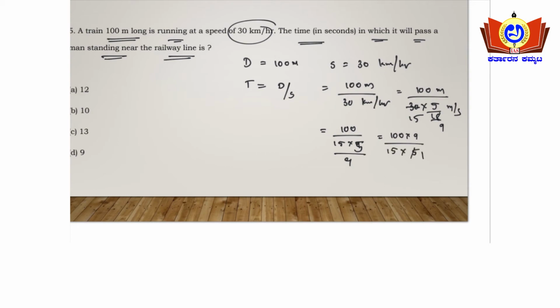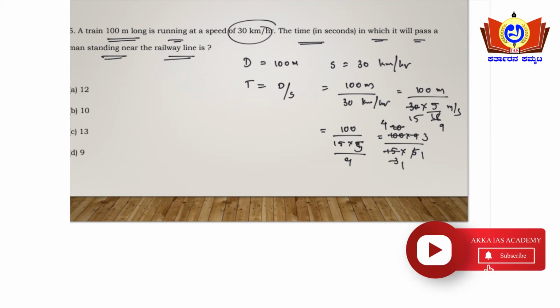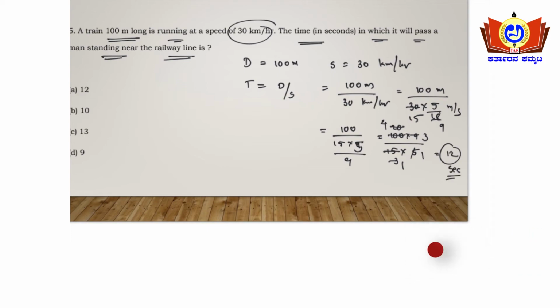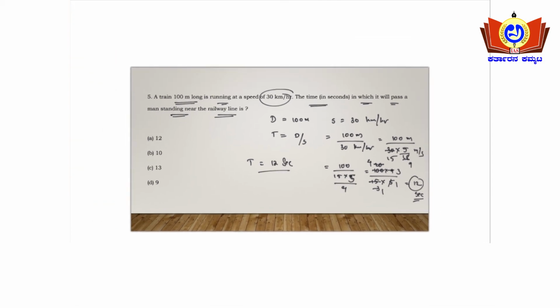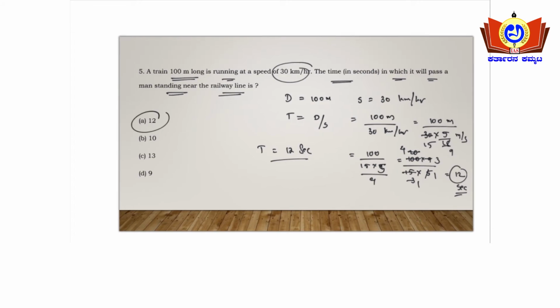5 ones are 5, 5 fours are 20, 5 threes are 15, and 3 fours are 12. So 12 seconds is the answer here. Time taken T will be 12 seconds. Option A is the right answer here.